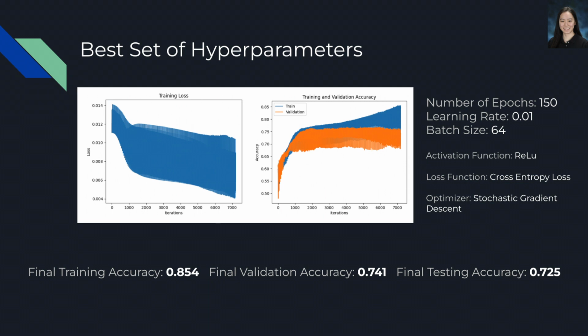To qualify our model, we use the trained model with the best set of hyperparameters, which are 150 epochs, a learning rate of 0.01, and a batch size of 64, to test our model on never seen before data, and it gave a final testing accuracy of 0.725.